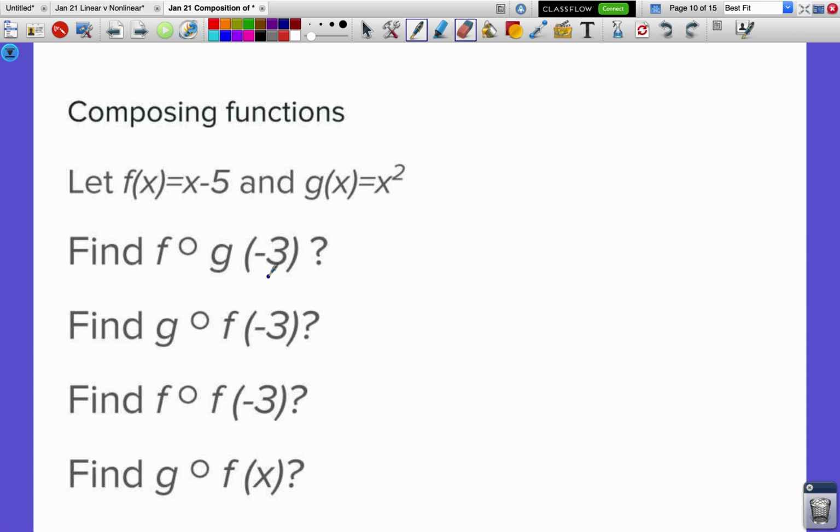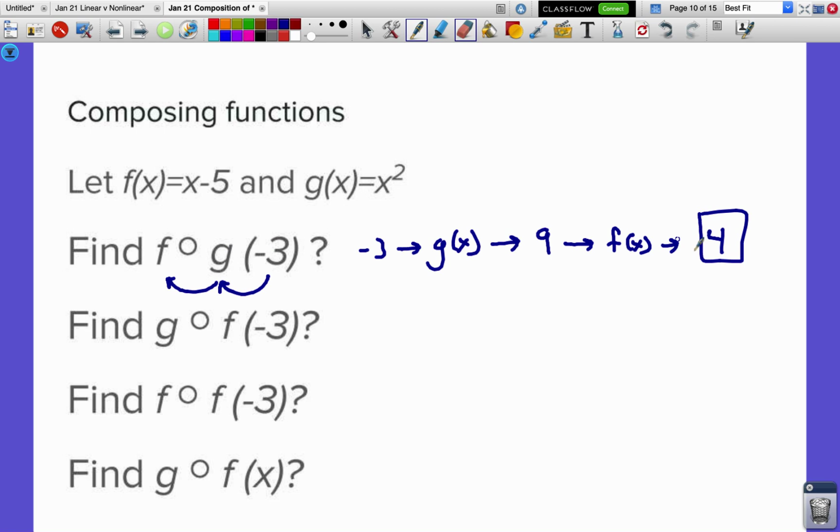So remember, we run these backwards. Negative 3 goes to g first. That output then goes to f. So I'm going to take negative 3. I'm going to plug it into g of x. G of x is a function that just takes the input and squares it. So negative 3 squared becomes a 9. That 9 I'm then going to run into f of x. F of x is a function that takes the input and subtracts 5. So now we've got 4.